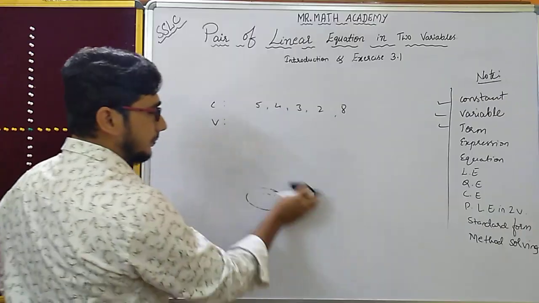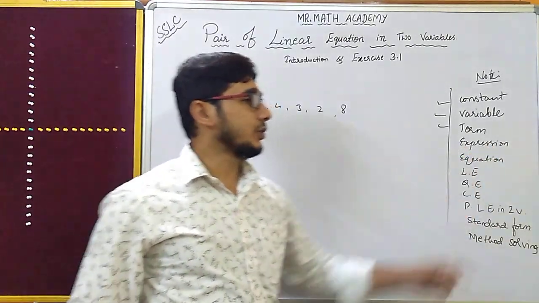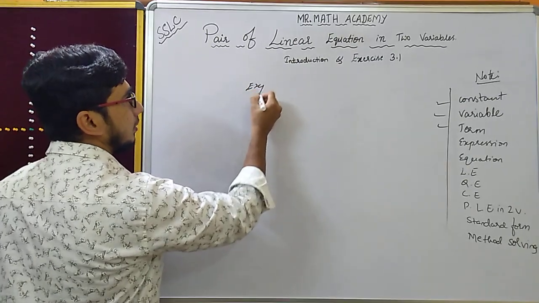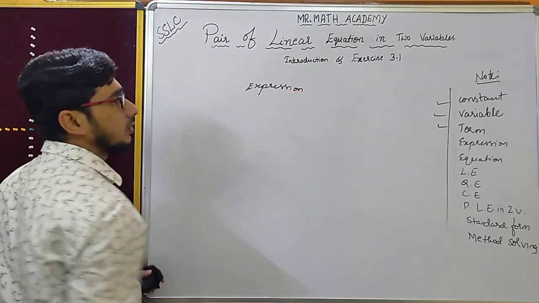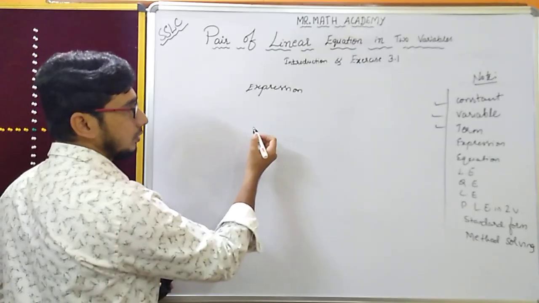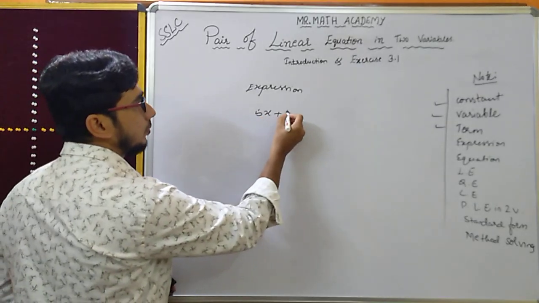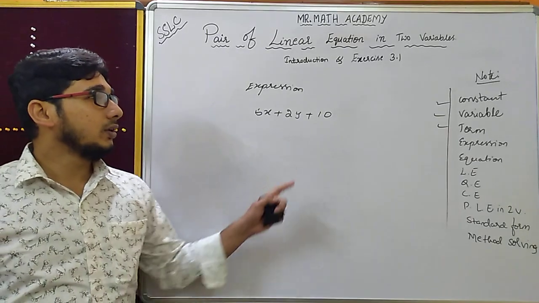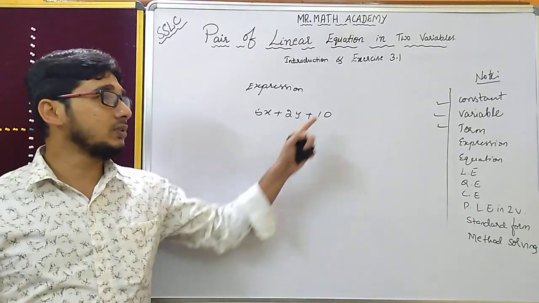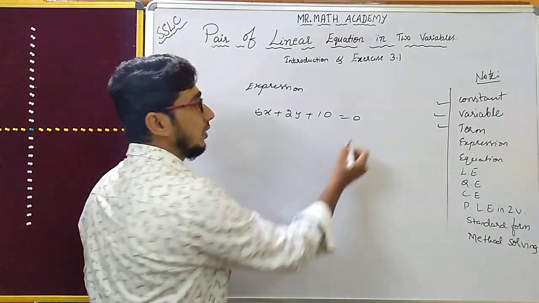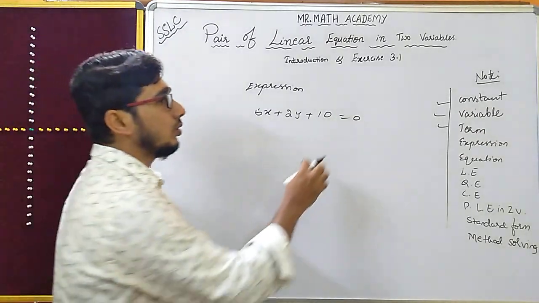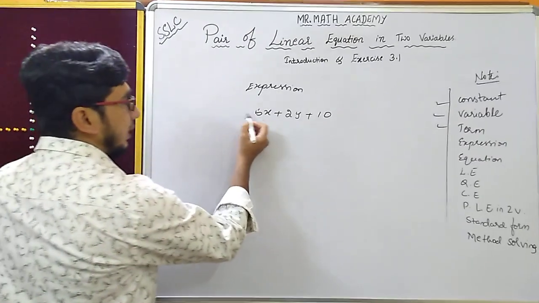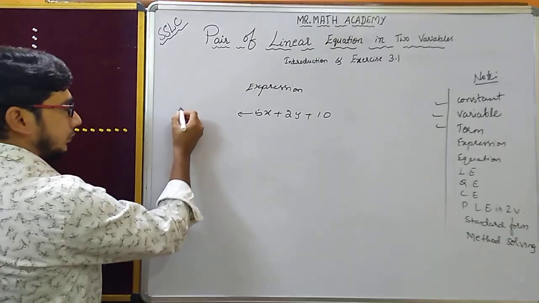Let us go for expression. Next is our expression. Anyone expression I'll write here: 5x plus 2y plus 10. This is the expression. Here equal to is not there. You have to remember, once equal to comes, it will convert into an equation. If equal to is not there, just think that this is an expression.